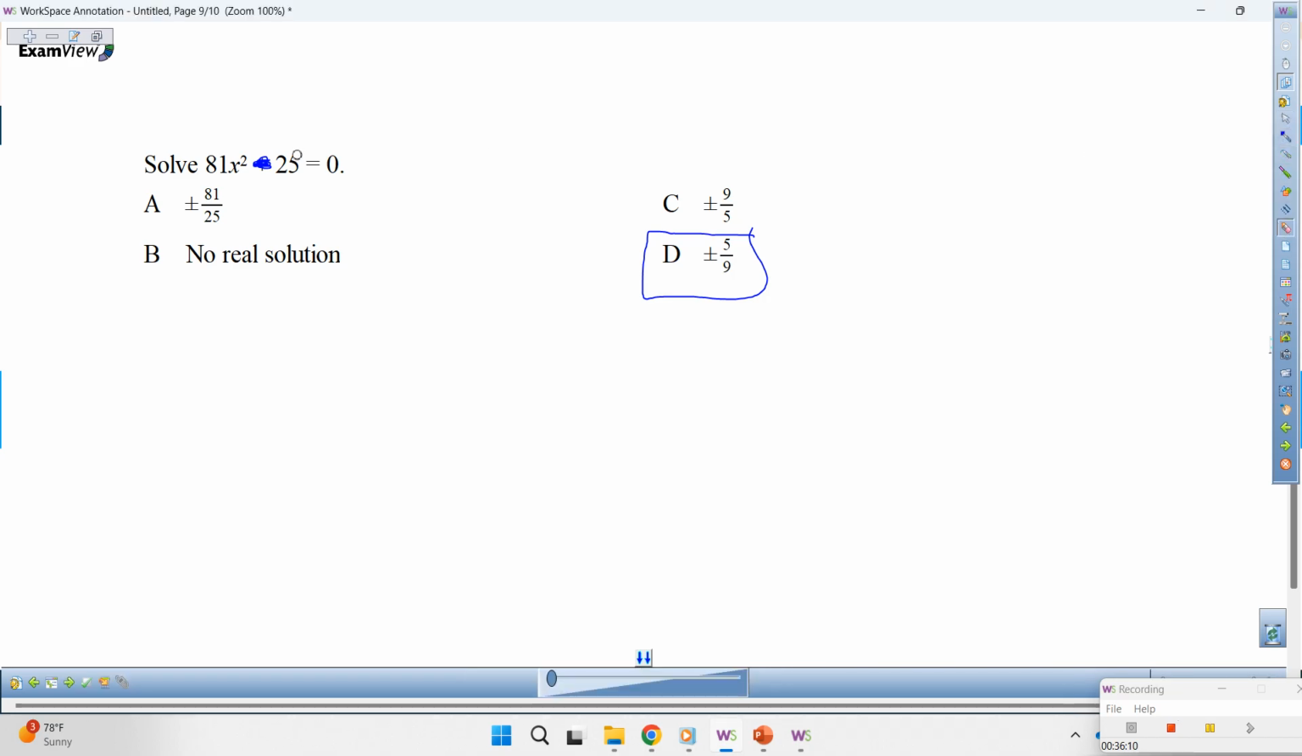What if I would have left this with a negative there? That means we would have ended up with a square root of negative 25 and 81. Is that correct? So, talk it over to your neighbor. If we would have ended up with this, what would be our solution out of the 4? Talk it over to your neighbor. What would be the solution?